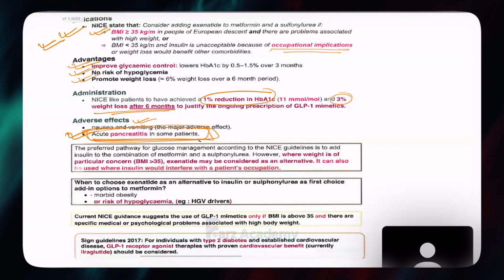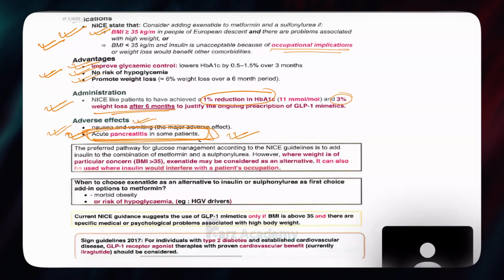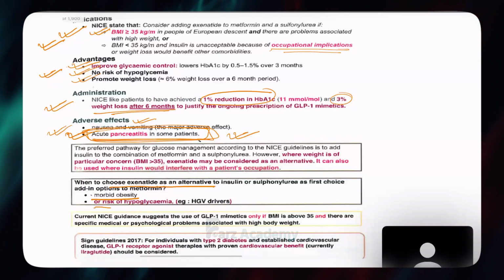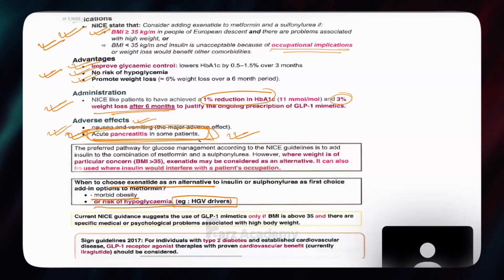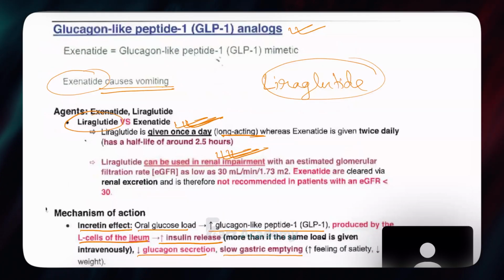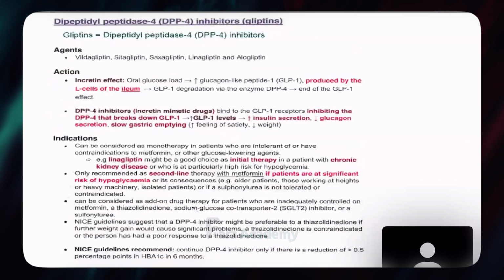So the NICE indications, the advantages, the goal, the adverse effects, the major complications, these things need to be known. When to choose exenatide as an alternative: mostly when there is morbid obesity or if there is a risk of hypoglycemia, especially in HGV truck drivers. So these are the main indications for choosing exenatide or liraglutide. Now everybody is using liraglutide. It is a GLP-1 analog over insulin. Otherwise, you always use insulin. You don't use liraglutide. But if the patient is very much obese, BMI is more than 35, and there is an occupational implication, then we are using it. Please go through these things before appearing in the exam, because these will be asked. This is why I made a separate class for the.